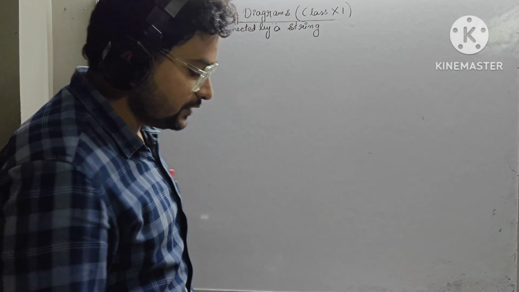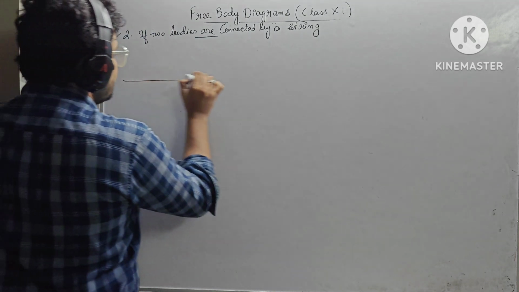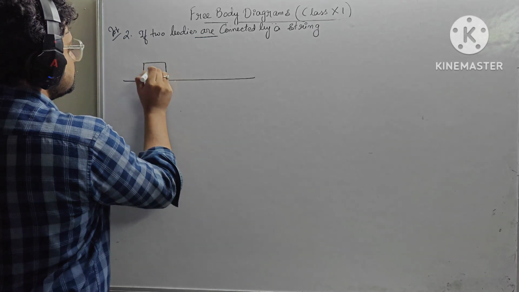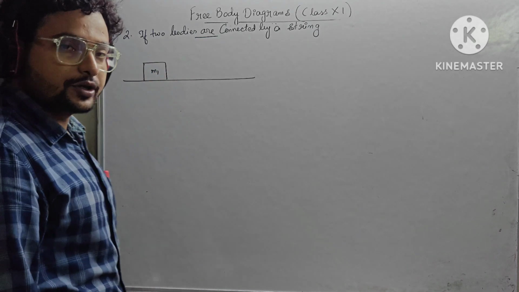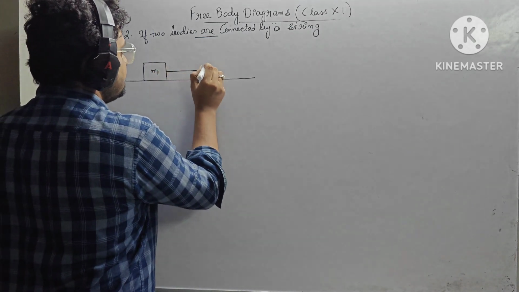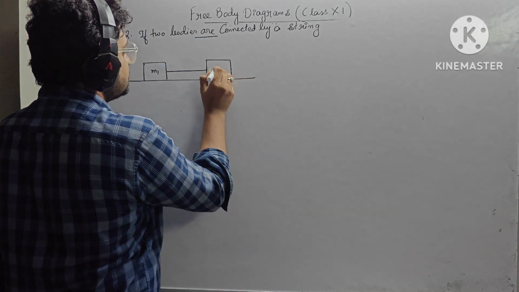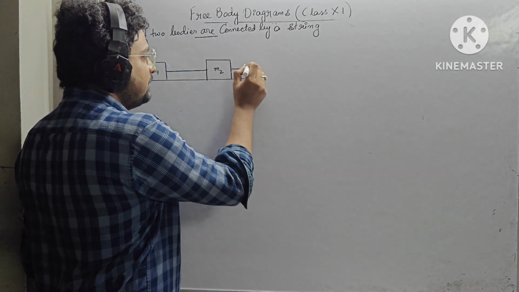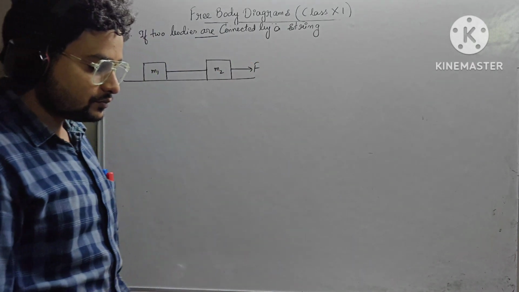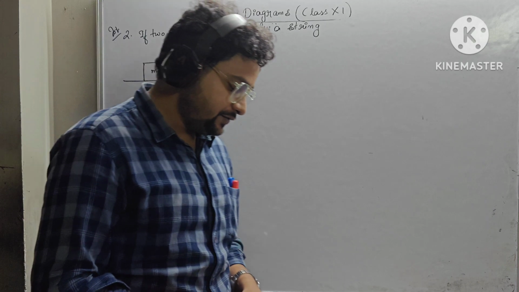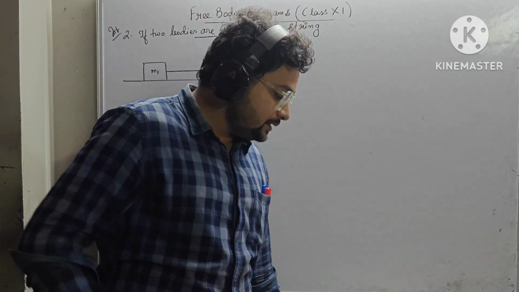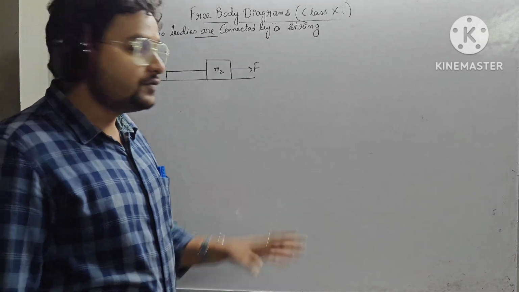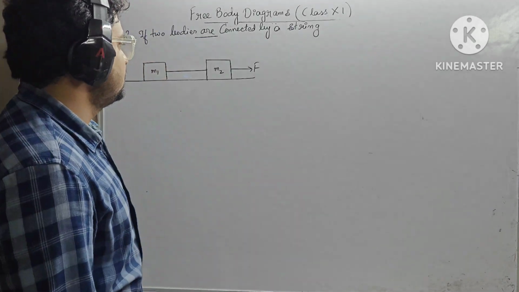The tension force. See over here. Suppose this is a horizontal smooth surface. This is M1. Over here, I have connected a string with which one more body is attached. This is M2. And in this direction, I am applying a force F. Fine. Now, in this case, what should we use? First, we will mark all the forces that are acting on the body.